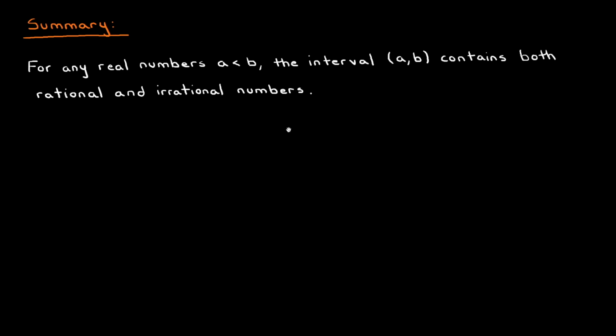The set of integers and the set of natural numbers are not dense, because between any two real numbers, there may or may not be an integer or a natural number. But it is always the case that between any two real numbers, no matter how close they are to each other, you can always find rational and irrational numbers in between them.